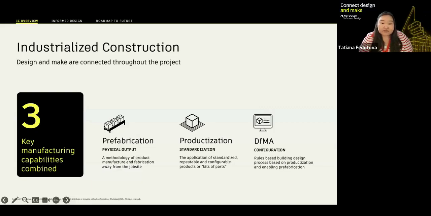The third piece is DFMA, or Design for Manufacture and Assembly. This is a rules-based approach that helps teams configure and optimize products for efficient integration into projects. With DFMA, we're not just designing products, we're enabling building scale configuration. It also allows product data to flow directly into fabrication with less manual rework, so prefabrication isn't happening in isolation. Together, these three capabilities form a scalable approach to industrialized construction, and one that shifts key decisions earlier in the project timeline to improve speed, cost, and buildability.